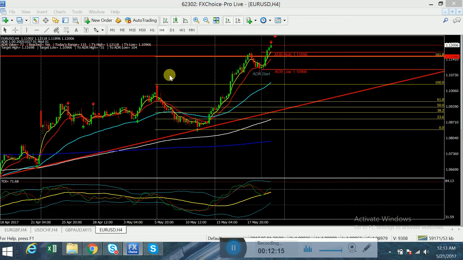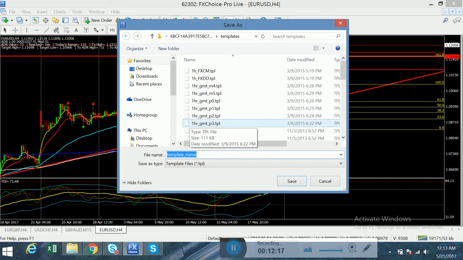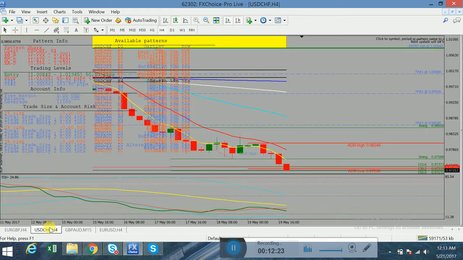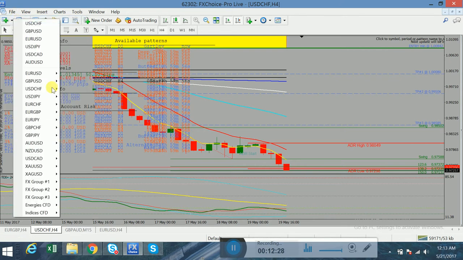Let me see if I can send the template. Okay. Now let's do another one. Let's break down. No, let's not do that. I was going to leave that open. Let's go here and let's do the CHF. Let's do another pair.